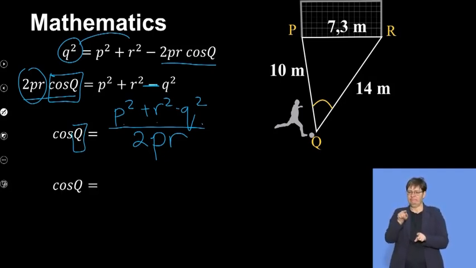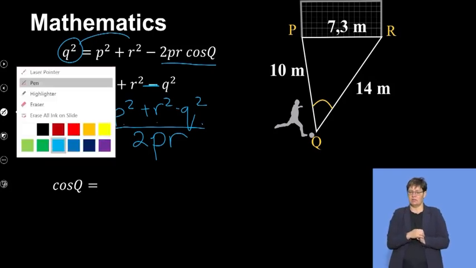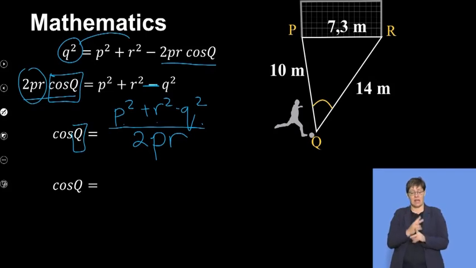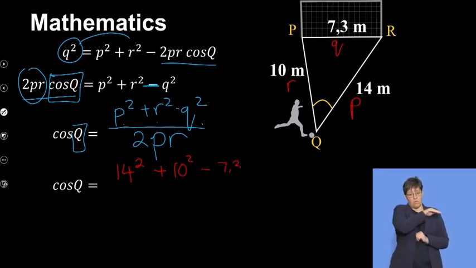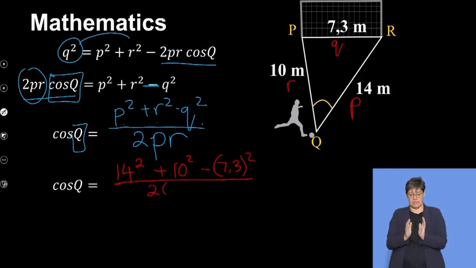Okay, so let's substitute those in and see what we end up with. Remember again, in our triangle, that's our little p. The side across from that is little r, and the side across from Q is that one. So we substitute those in. P squared is 14, so it's 14 squared plus r squared, which is 10 squared, minus our q value, which was 7.3 squared, divided by 2 times 14, which is our p, times our r value, which was 10.